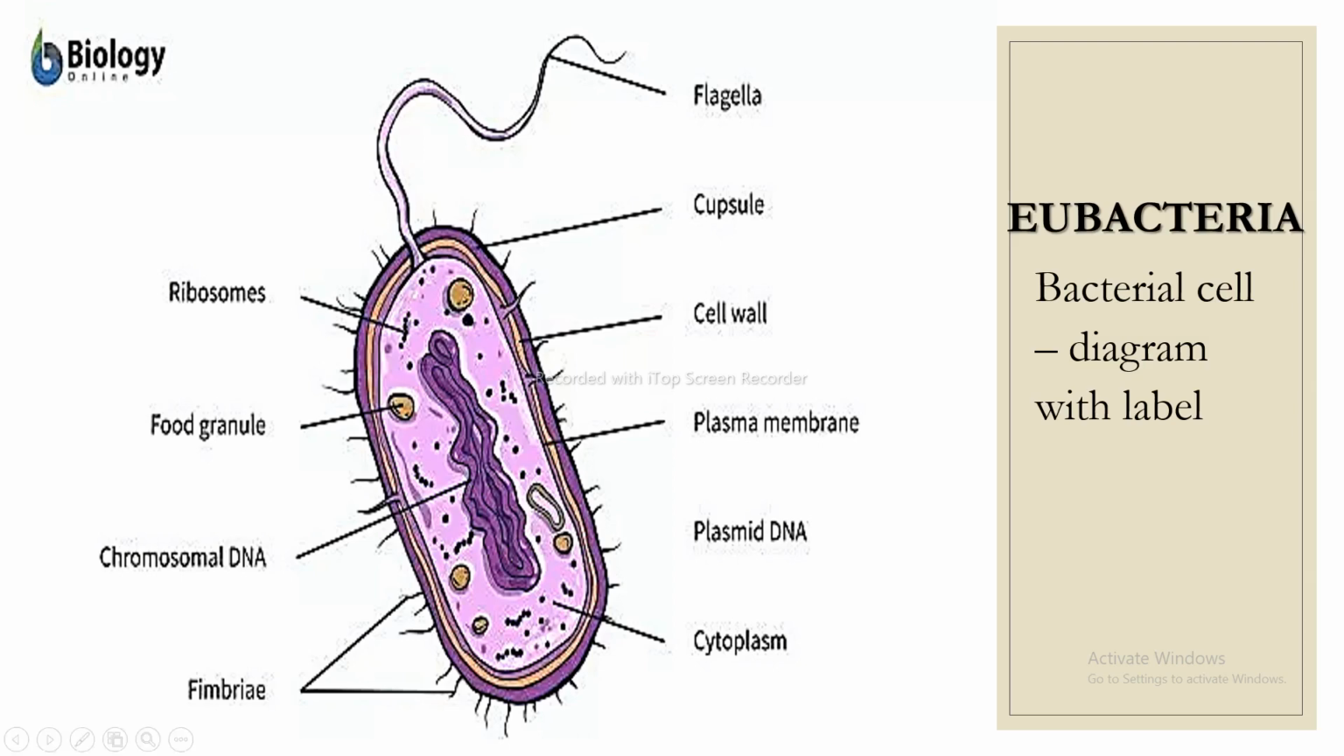In its structure, it includes the flagella. This is capsule, this is cell wall, this is plasma membrane, and the next is plasmid DNA. This is cytoplasm. These are fimbriae. This is chromosomal DNA, and these are food granules, and these are ribosomes. So this is the bacterial cell diagram with labels as shown in the figure.